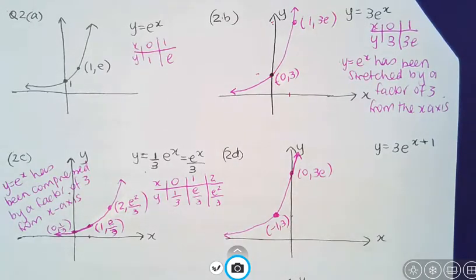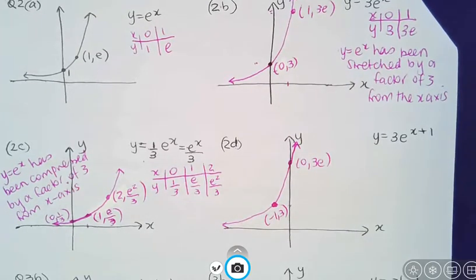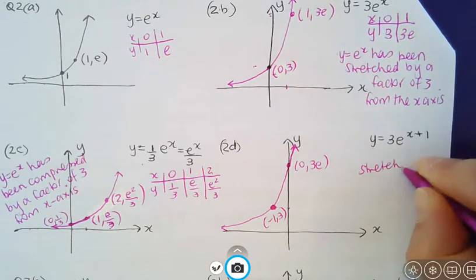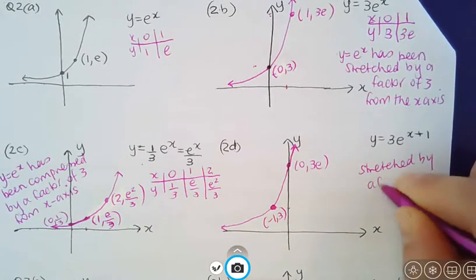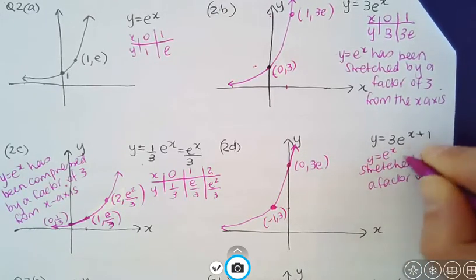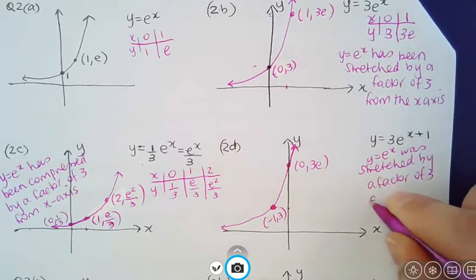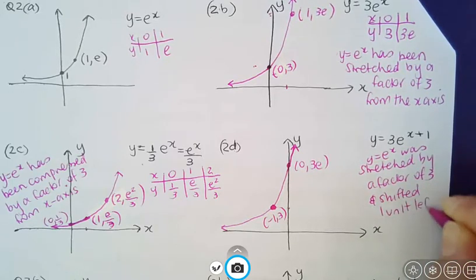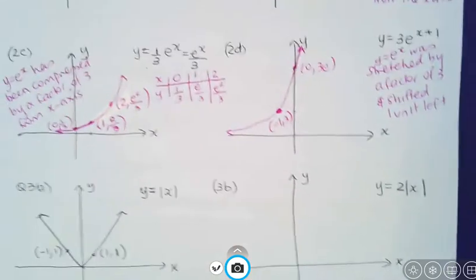Okay, all good, keep going. Do the next ones. So you've got the absolute value ones next. So that's what happened. Y equals e to the x was stretched by a factor of 3 and shifted 1 unit left. All right, keep going. Off you go.